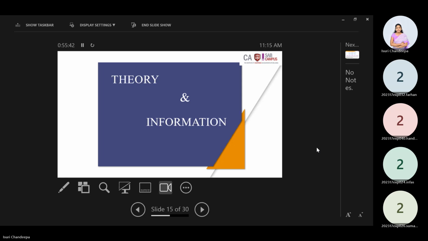Hypothesis: a testable statement. How can you start the hypothesis? There is a positive relationship between X and Y. That is the positive or alternative hypothesis. What is the null hypothesis? There is no relationship between X and Y, or X has no impact on Y. That is the negative or null hypothesis.